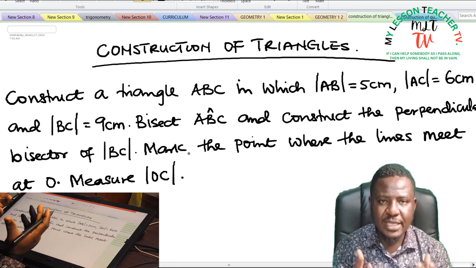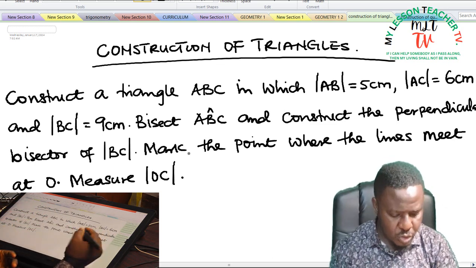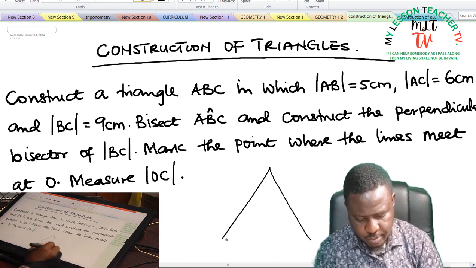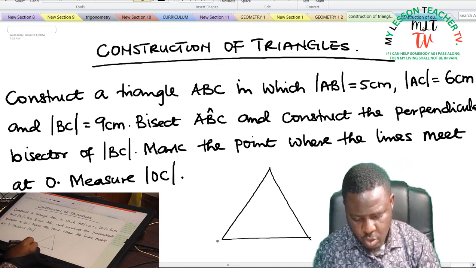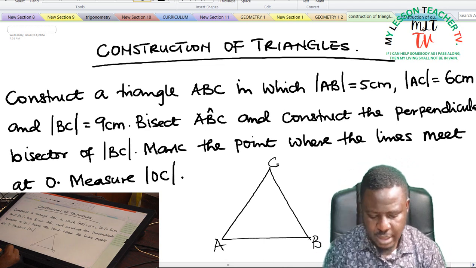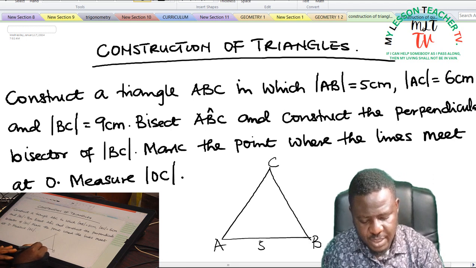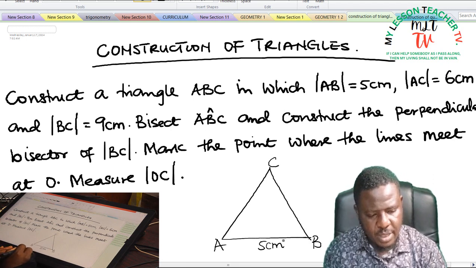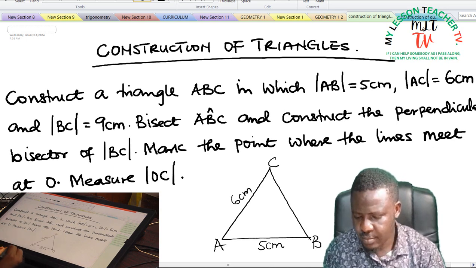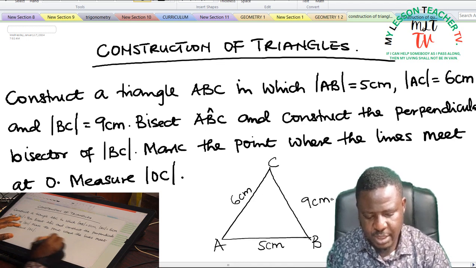Remember, you need to have a sketch of the problem. Thereafter, you can then construct. So let's sketch it. This is triangle ABC. Let me call this A, B, and C. As the question says, AB is said to be 5 centimeters, AC is given as 6 centimeters, and BC is said to be 9 centimeters.